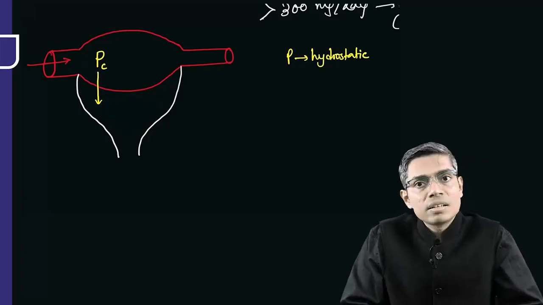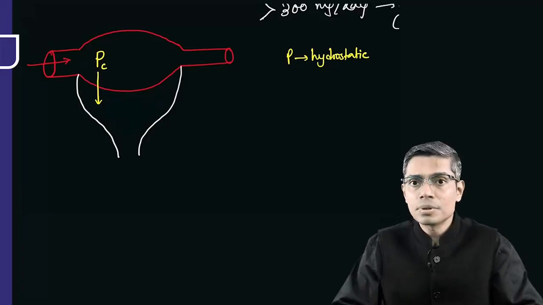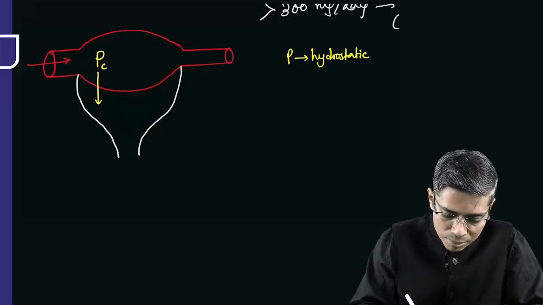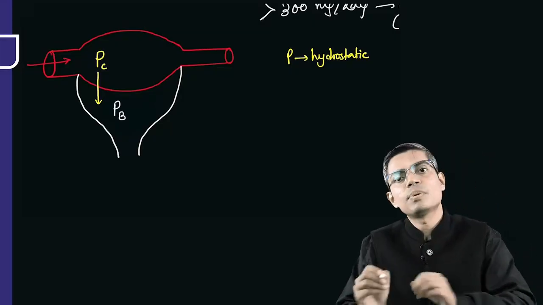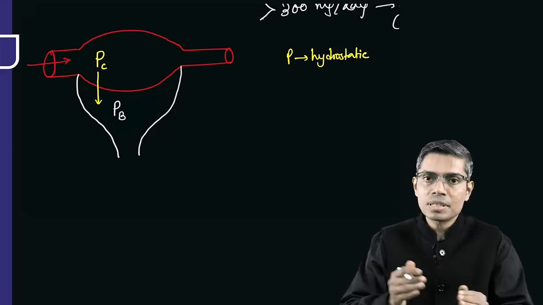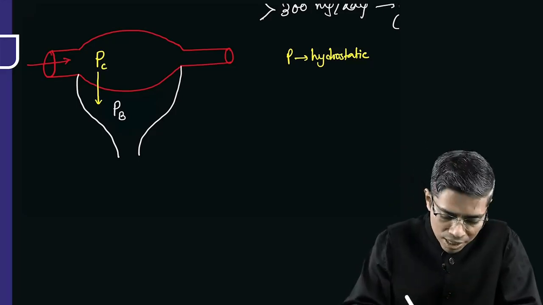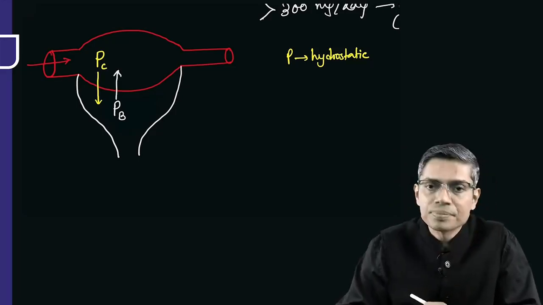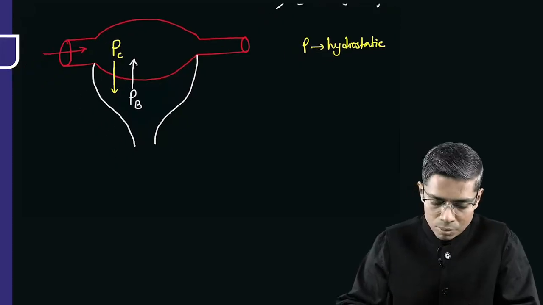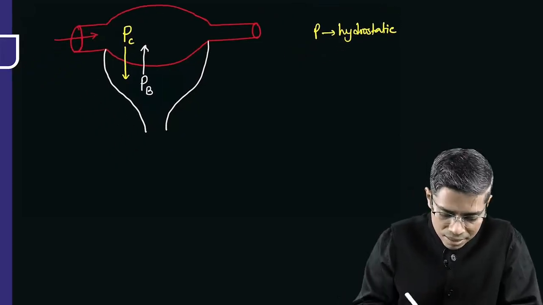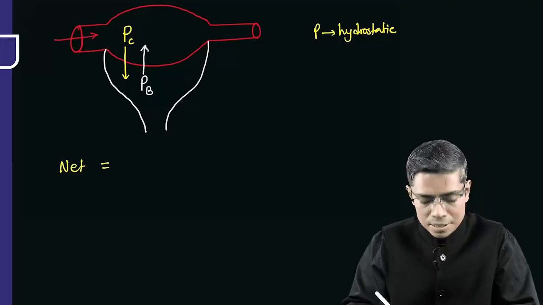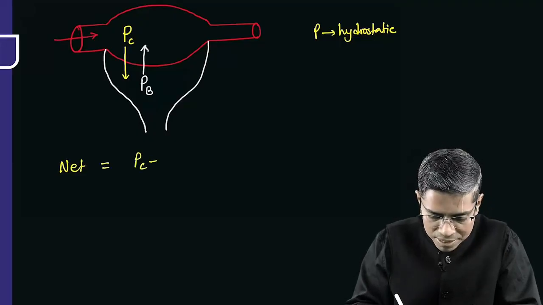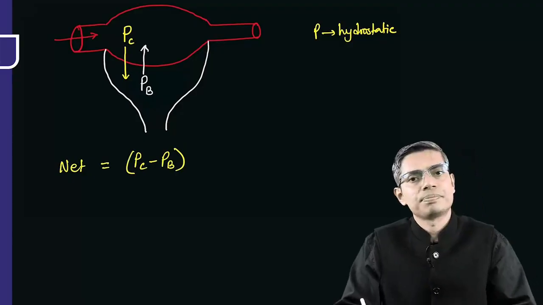So water means again there will be hydrostatic pressure inside the Bowman's capsule also. So the hydrostatic pressure of the Bowman's capsule, suppose I am writing PB, B stands for Bowman's capsule. It will try to push the fluid in the opposite direction, right? So if I ask you, what is the net hydrostatic force? Obviously, we will say that PC minus PB is the net hydrostatic pressure at the level of this capillary.